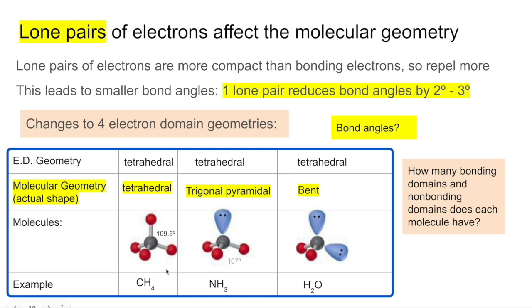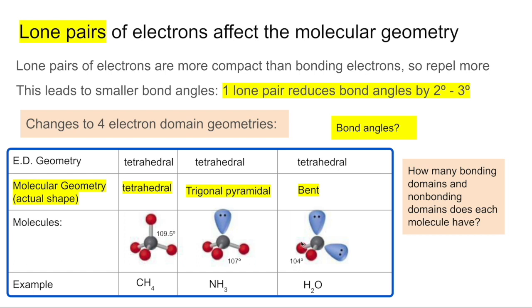And then the bond angles. What happens to the bond angles? Well, in the middle one, the bond angles are 107 because the bonds have been squeezed together by that lone pair pointing up. So the bond angle has gone from 109.5 to 107. Can you guess what the bond angle would be between the two red circles in H2O? Can you pause the video and guess?